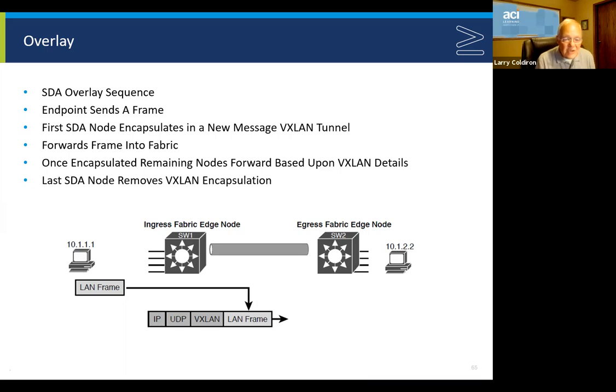The first SDA node encapsulates it into the VXLAN tunnel and puts the header information on it. And I have some other looks here in a little bit about what we're really talking about with the VXLAN tunnel. Not that you need to know it, but to give you an idea of the kind of processing and why we do this kind of processing. It forwards the frame in the fabric, and once it's encapsulated, the remaining nodes forward it based on the VXLAN details.